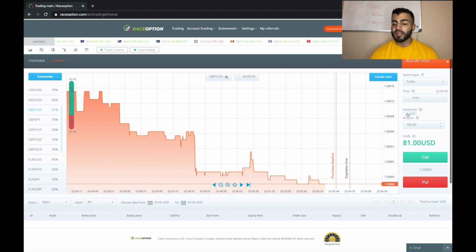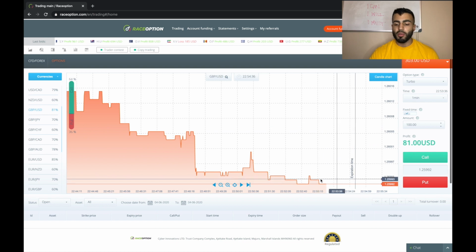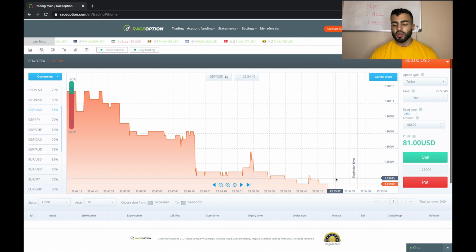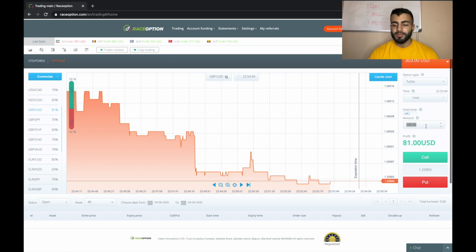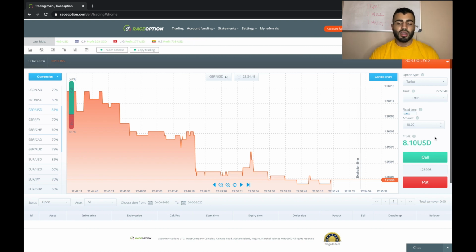But if I click on fixed time, it will give me a full minute no matter where the current price is at. This is very important to note. You're going to understand why later. So let's say I want to take a 1 minute trade for $10, right? And let's say I believe this market is going to go up.